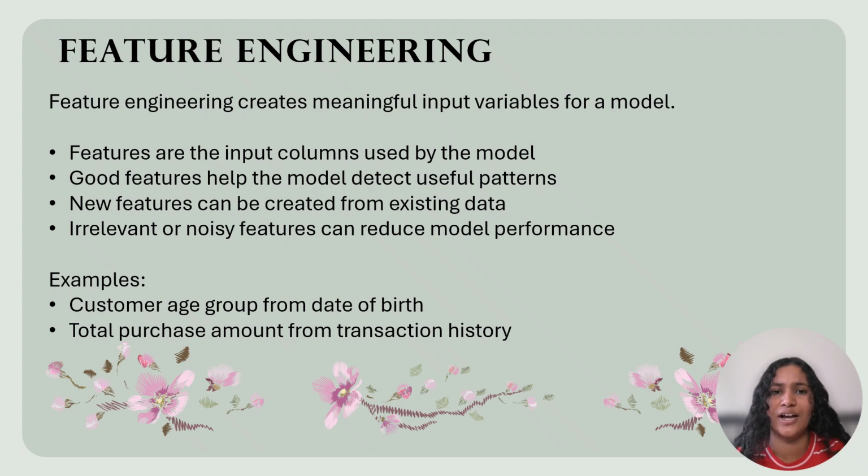However, not all features are helpful. Irrelevant, redundant, and noisy features can confuse the model and reduce its performance. This is why selecting the right features is an important part of the process. Let's look at a few examples. A customer's age group can be created from their date of birth. Instead of using their exact date of birth, we can categorize customers into groups such as teenagers, adults, and seniors, which may be more useful for predictions.